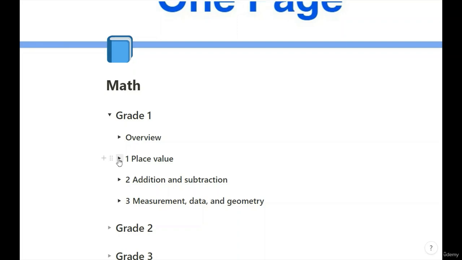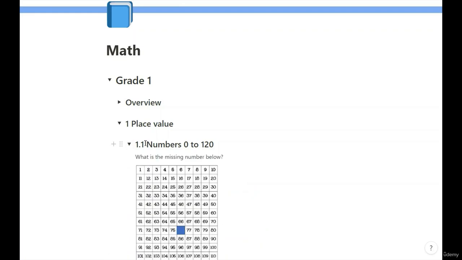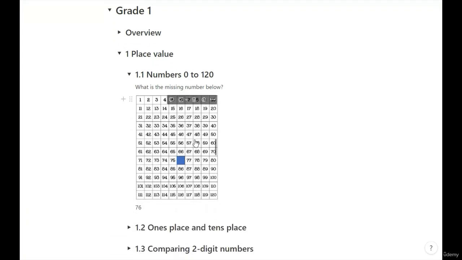Section 1 is about place value. 1.1 is about numbers from 0 to 120. A grade 1 student should know the numbers from 0 to 120.